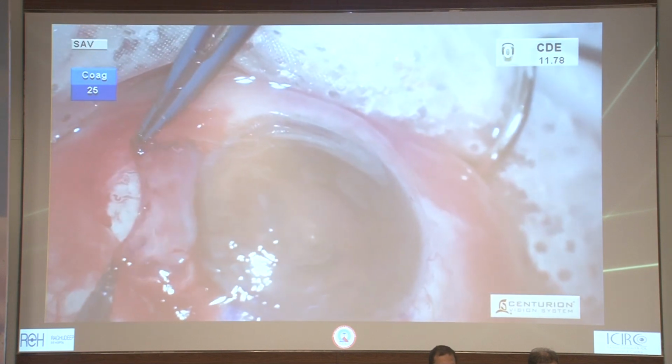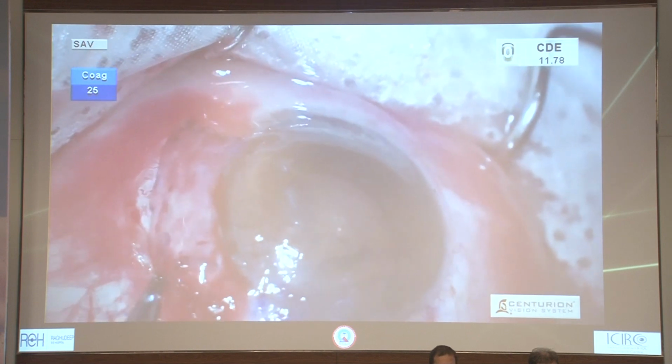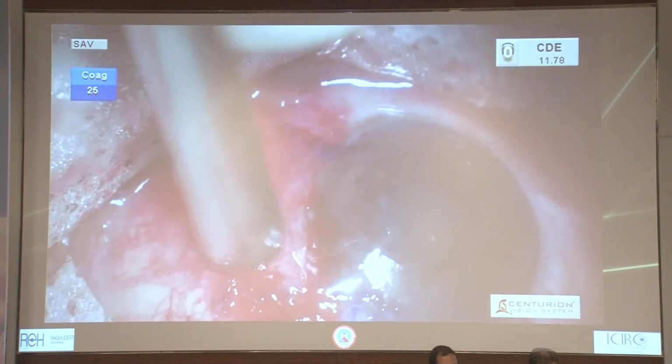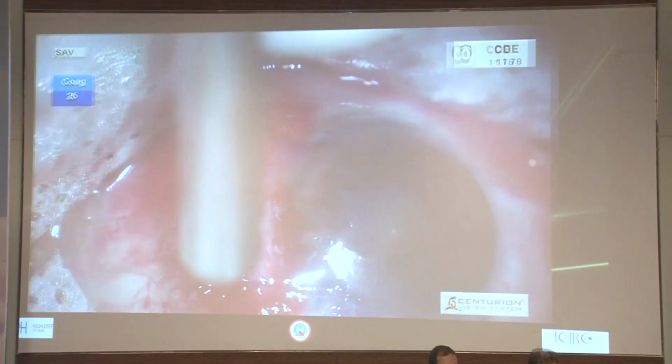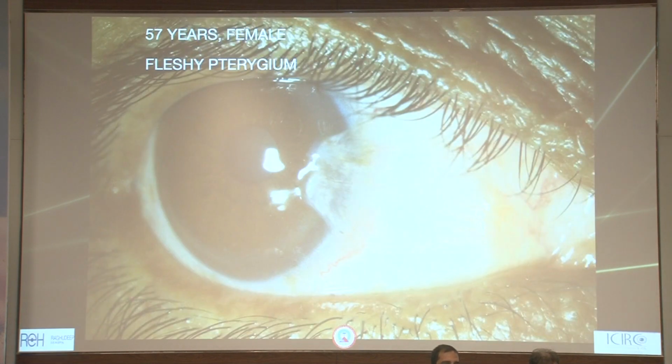And using tissue glue without any sutures, we get very good outcomes. And in our hands, we have had hardly any recurrences when we do a conjunctival autograft. So the staged surgery, it has been known that they reduce the astigmatism and the higher order aberrations. These are the studies. This is the lady whom we operated.